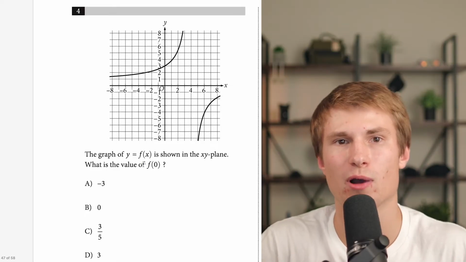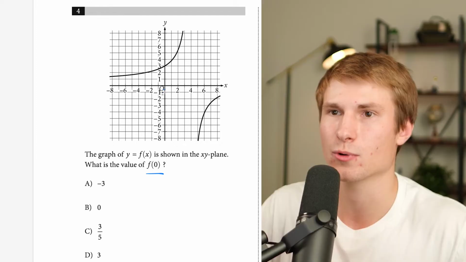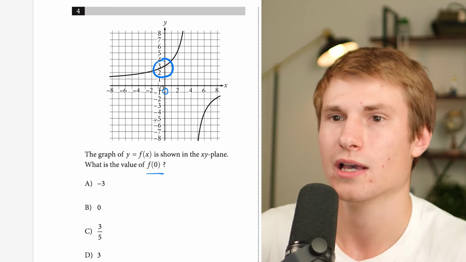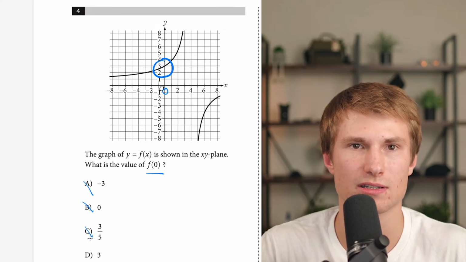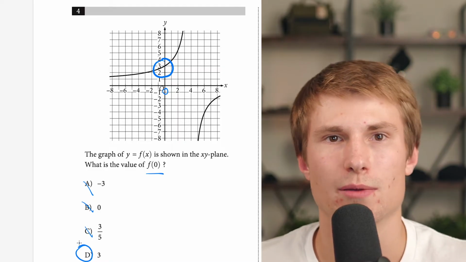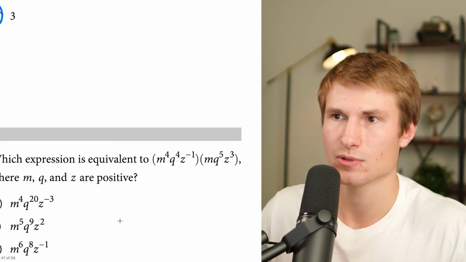Question 4, graph of y equals f of x is shown in the xy plane. What is the value of f of 0? F of 0 is our y-intercept. It is where the value of x is 0. We see our y-intercept is going to be at the value 3. Okay, so our value for f of 0 will be 3, which we see is going to be answer choice D. All right, moving on to question number 5 now, and I'll zoom in here so we can see it a little bit better.